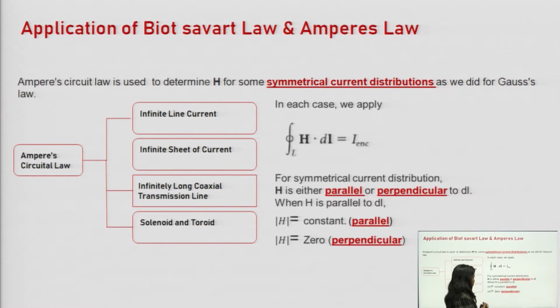So for symmetrical current distribution, H is either parallel or perpendicular to dl. dl is the small elementary part of the Amperian path. When H is parallel to dl, then H will be constant. When the direction of H is perpendicular to the direction of length on the Amperian path, then the total H dot dl will be 0.